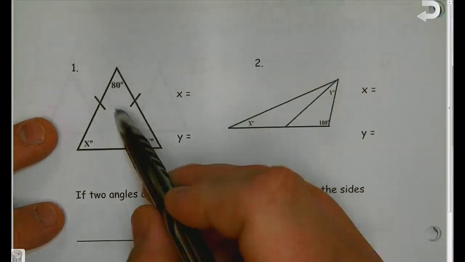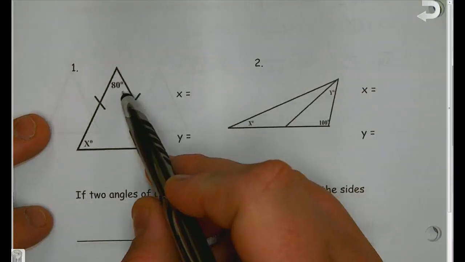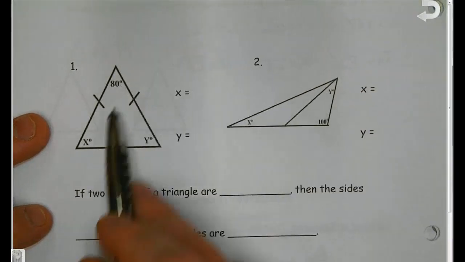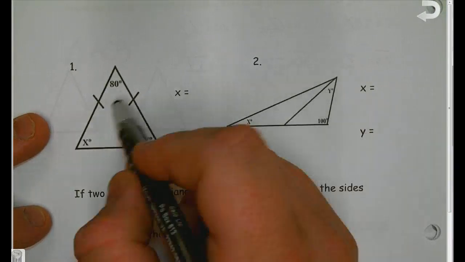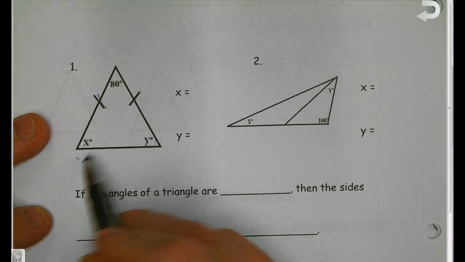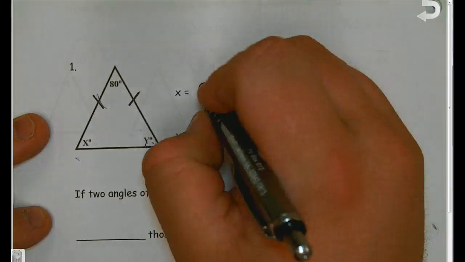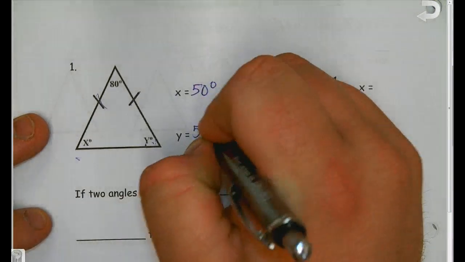Okay, so in this triangle here, the vertex angle is 80 degrees. And as we've talked about in Unit 3, there are 180 degrees in a triangle. If these 2 are congruent, then x and y split what's left. So x is equal to 50 and y is equal to 50.